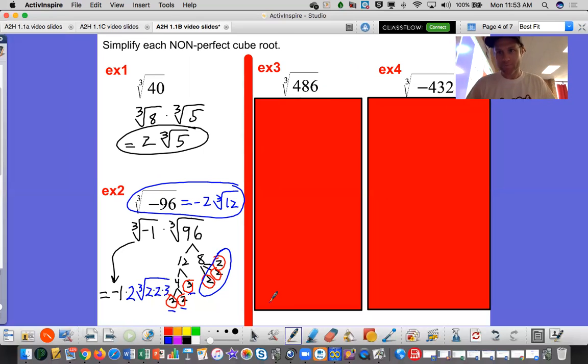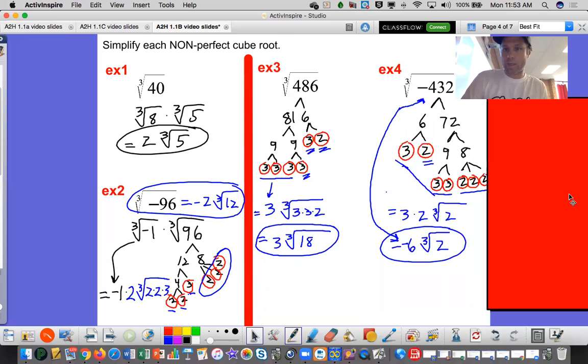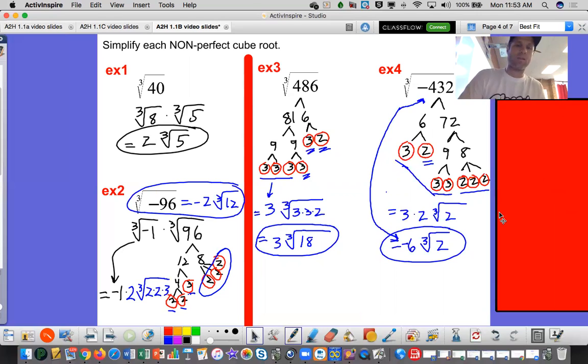Copy them down, then push pause. Or push pause now, copy them down. Here are the solutions. Don't peek. Rewind and pause if you didn't. Work it out first. See if you can come up with these answers.